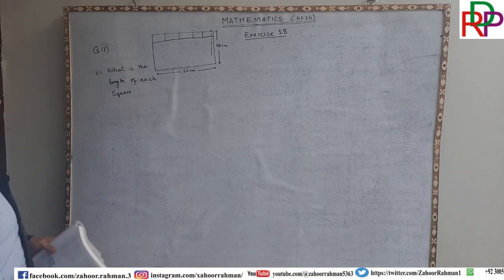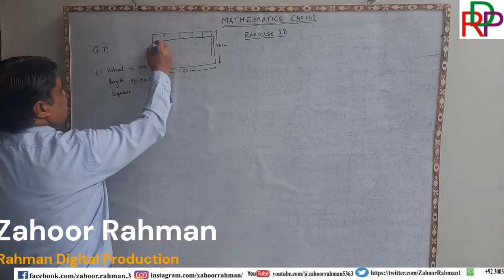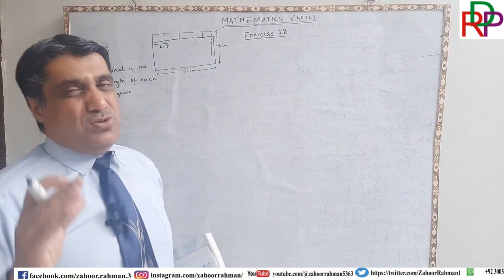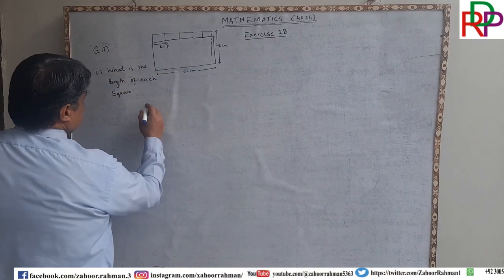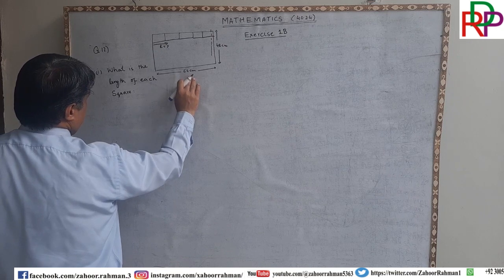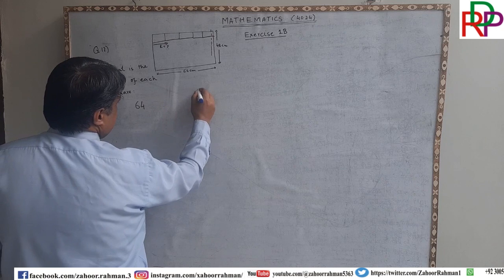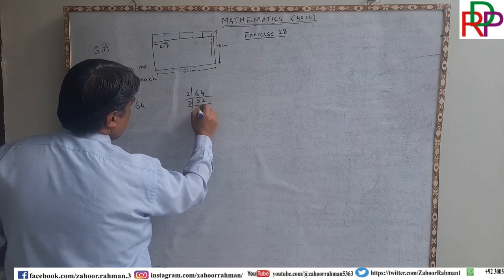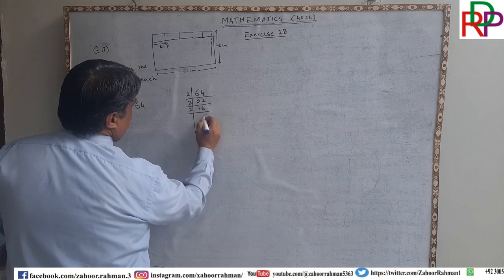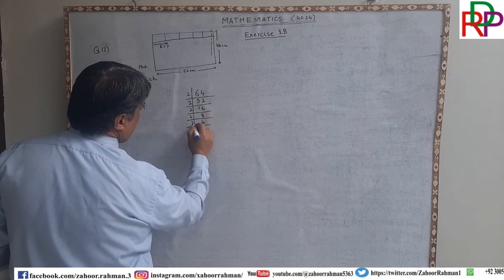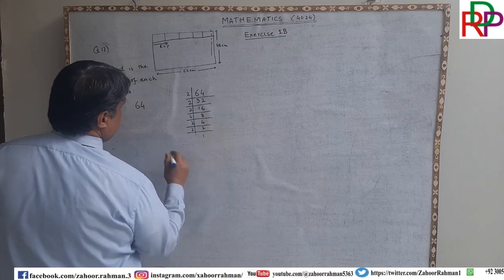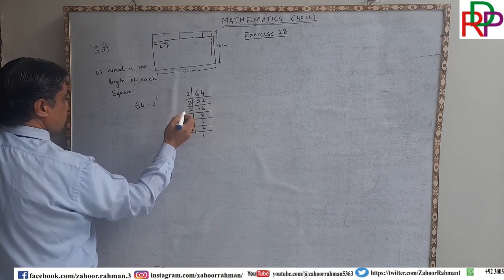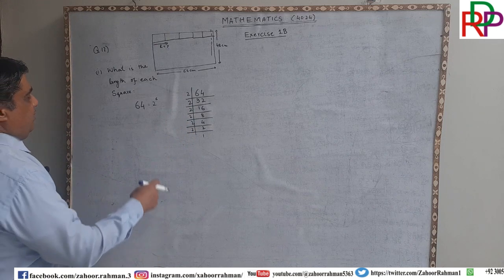So let us solve it. What is the length of each square she wants to cut? First of all, we have to find the HCF. 64 is divisible by 2, 2 3s are 6, 2 1s are 2, 2 6s are 12, 2 8s are 16, 2 4s are 8, 2 2s are 4, and 2 1s are 2. So this is equal to 2 raised to the power 6, because 6 2s are there.